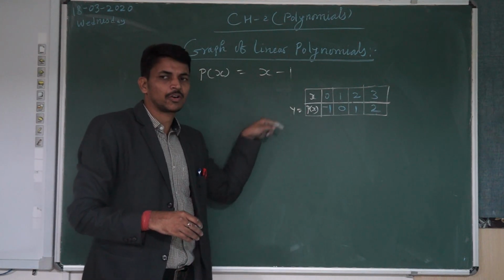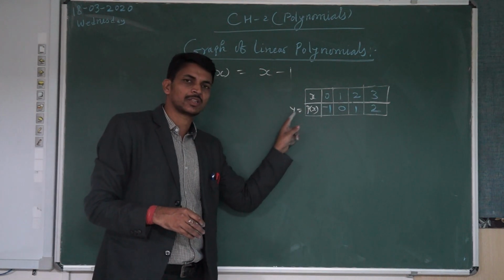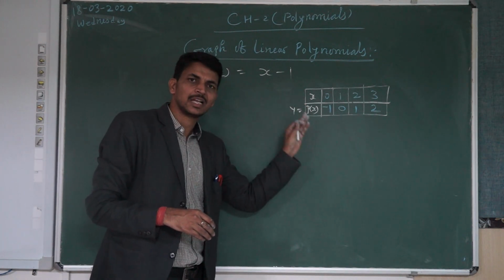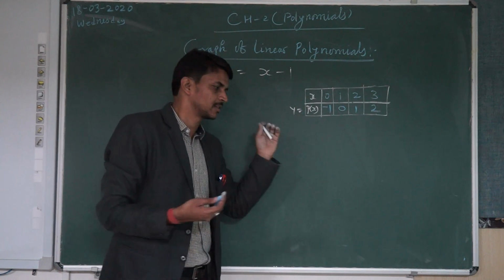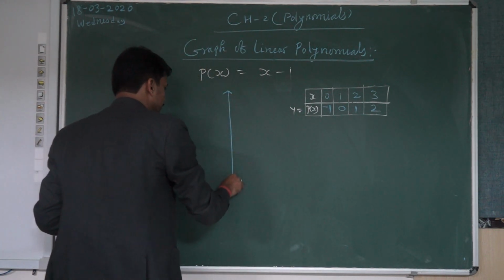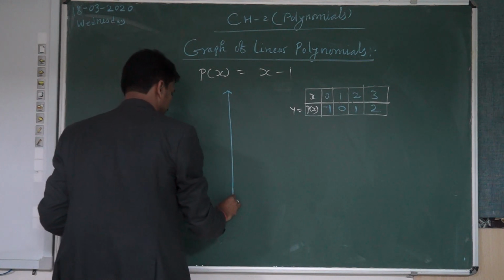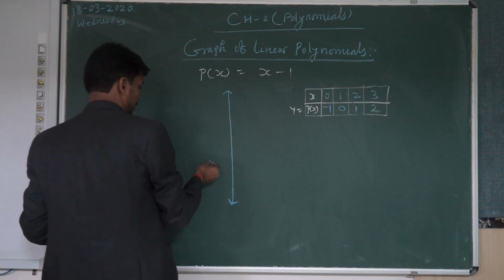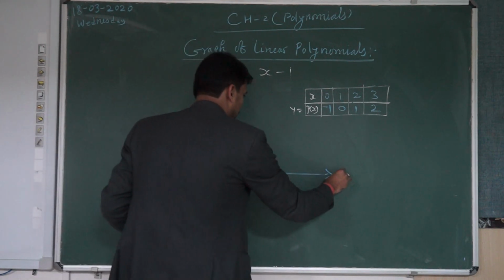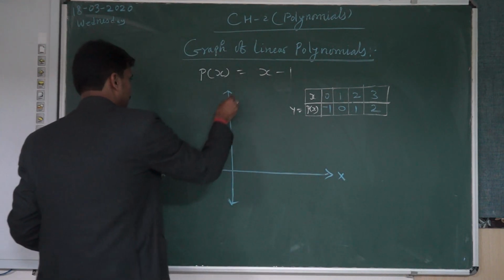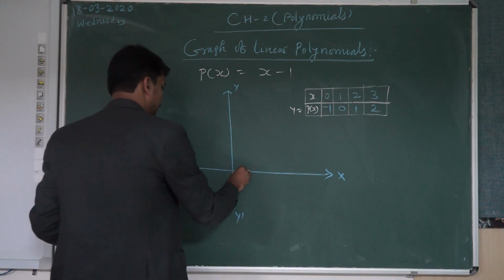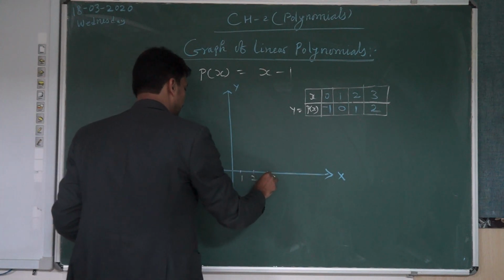x we will take as the x coordinate. P(x) we will take as the y coordinate. This is the value of x on the x-axis and the value of P(x) on the y-axis. Let me draw a rough sketch for the same. This is your Cartesian plane. As I said, this is a rough sketch for you, so you can make an original graph on graph paper.